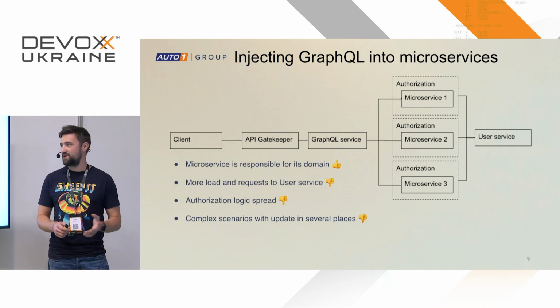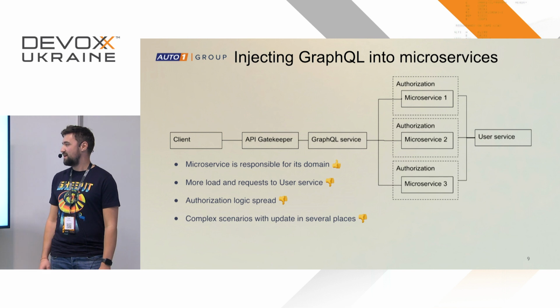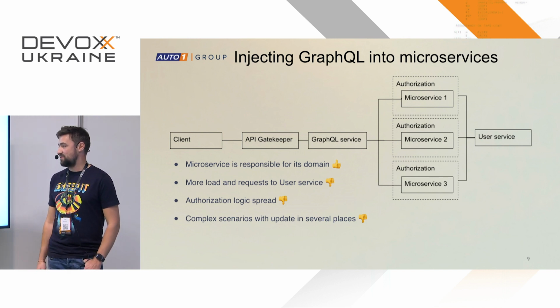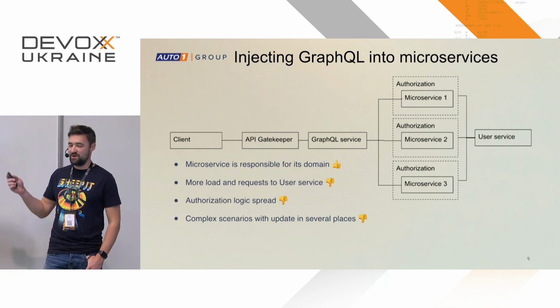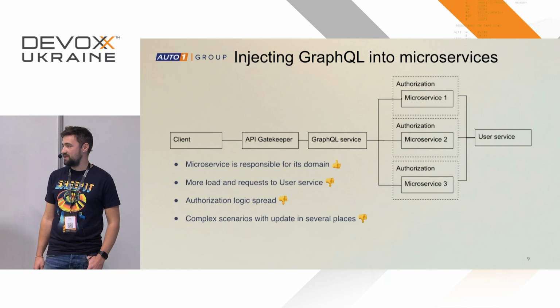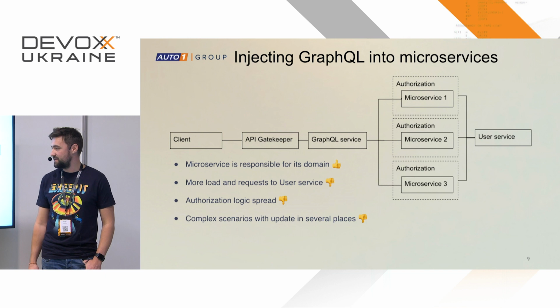Caching is also an option here, but then we get into the question of cache eviction. So yeah, more load, and authorization logic is spread all over the microservices. So let's imagine we have hundreds of microservices. We will be doing these checks with the same logic. It's a bit harder to maintain and keep.